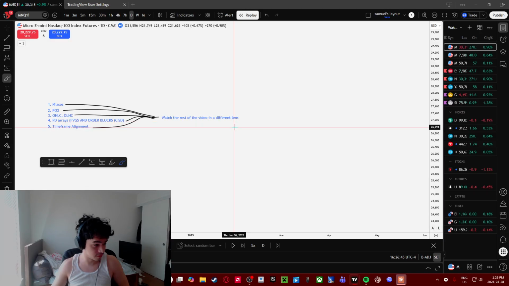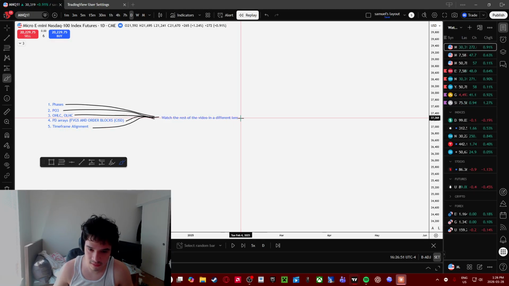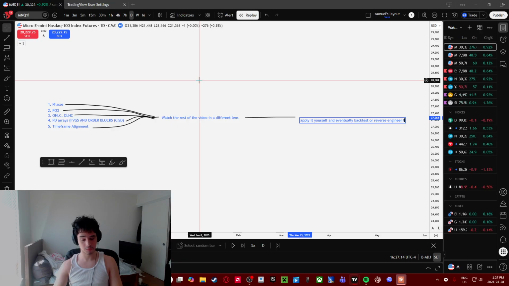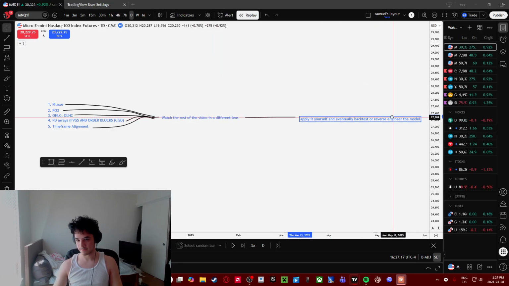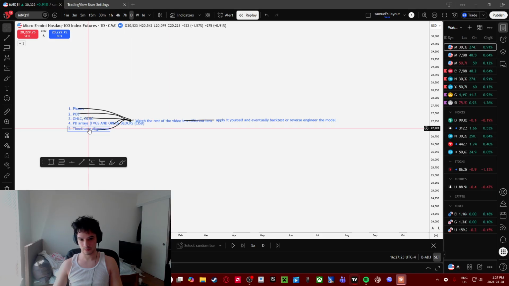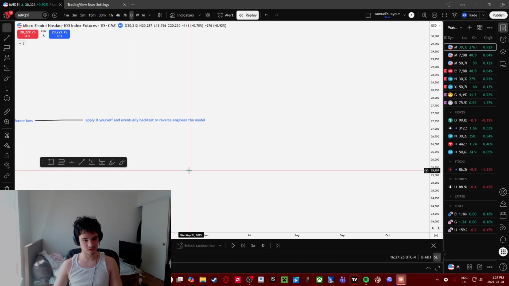And after you see it in a different lens and you try really hard to connect all the dots and see it the way I see it, you can eventually apply it yourself, and eventually backtest or reverse engineer. And why do this?